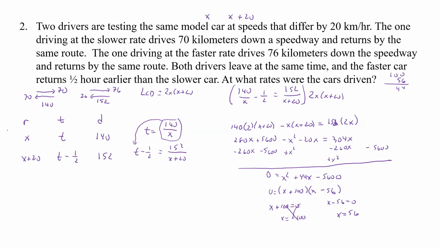So that's the speed, and this is the slower car. If we remember, that's the slower, that's the faster. So the slower is equal to 56 kilometers per hour, and the faster is 20 kilometers per hour more, so that's 76 kilometers per hour. Okay, and that's what they're asking for. What are the rates of the two cars? So those are the rates that we have. All right, so that's all we need to have for our answer.